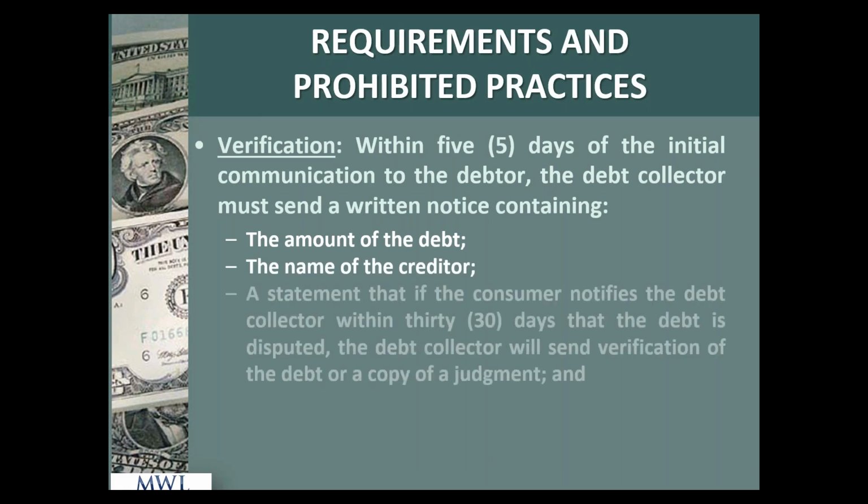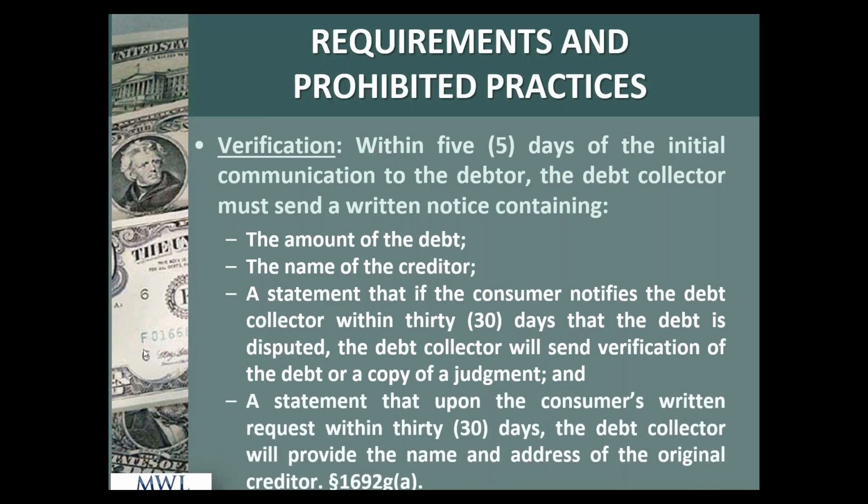You want the name of the creditor, a statement that if the consumer notifies the debt collector within 30 days that the debt is disputed, the debt collector will send verification of the debt or a copy of the judgment. And that's really because you got to be able to back up the debt. People can't just send random letters saying a debt is owed. This is all about making sure that it's backed up with evidence. And then a statement that upon the consumer's written request within 30 days, the debt collector will provide the name and address of the original creditor. Something to note, if you don't do this within 30 days, that is a violation.